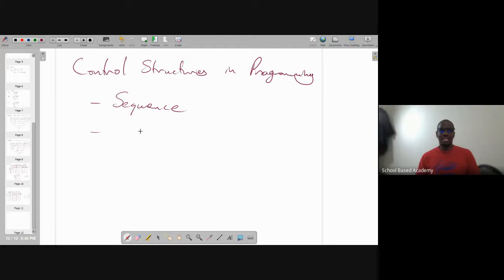We have the selection structure, and the selection structure is also called decision logic. It's what your computer system or your programs use to be able to make decisions. This is where a lot of times things like your relational operators come into play, because you have to make a decision a lot of times by comparing two values and saying, okay, if this first comparison takes place, then do a particular instruction. Otherwise, do some other instruction.